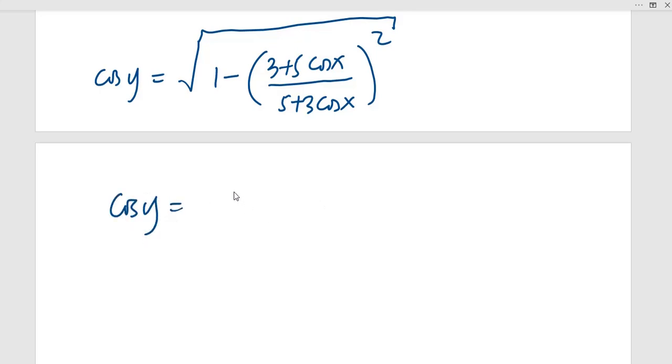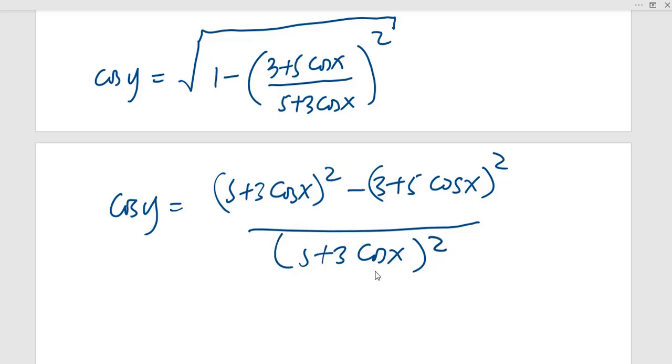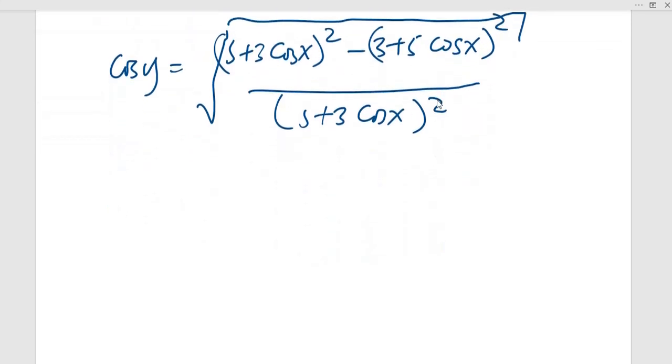Cos y is equal to, the LCM is 5 plus 3 cos x everything squared. So I will have 5 plus 3 cos x everything squared, then minus 3 plus 5 cos x everything squared, divided by 5 plus 3 cos x everything squared. Then I take root. Okay, so it is under root.